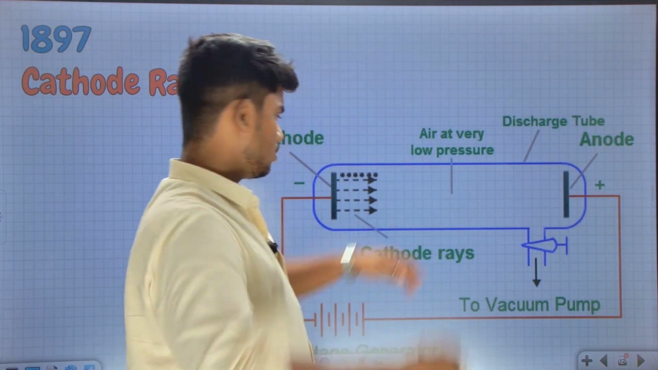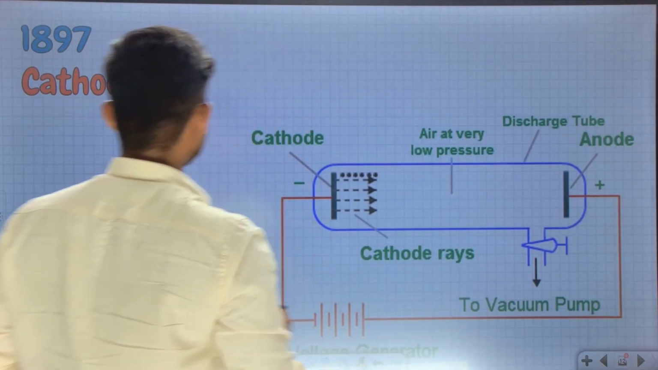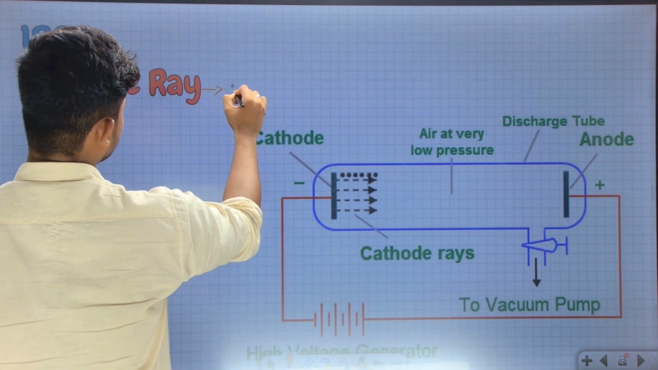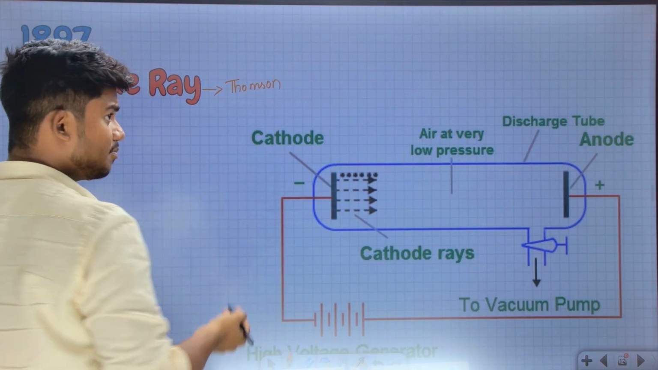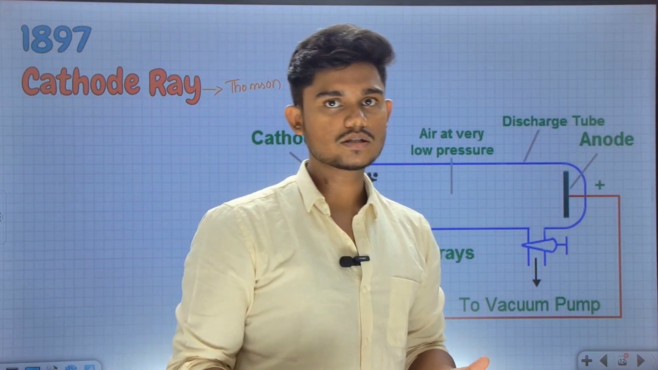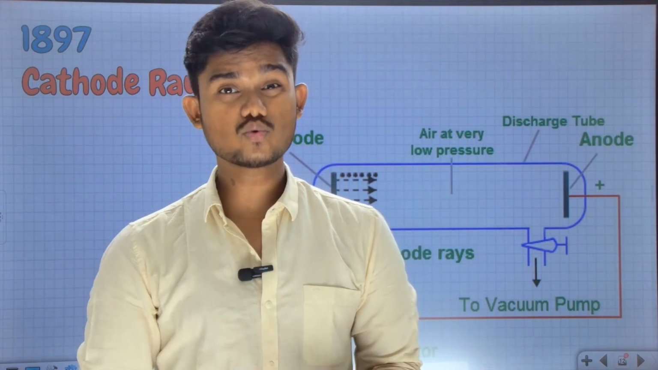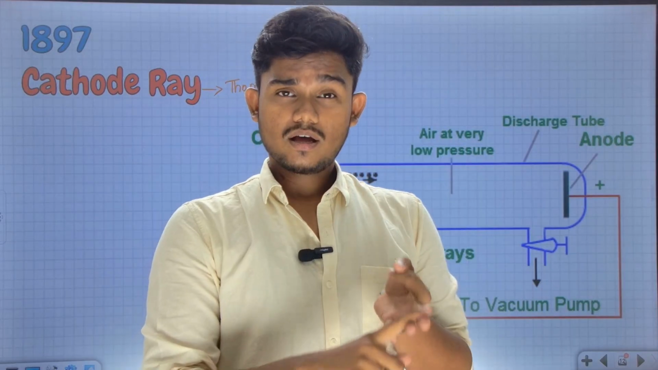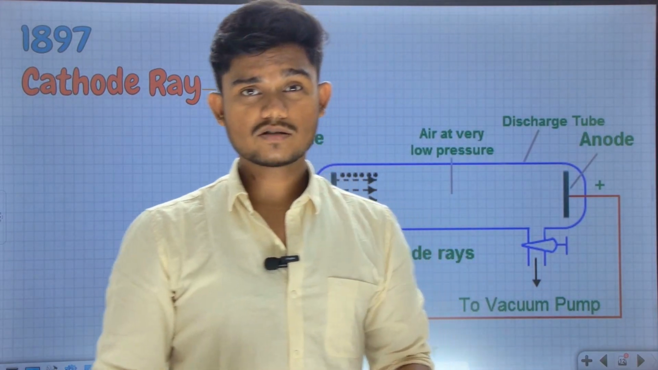So coming back to the cathode ray tube experiment, it was conducted by Sir J.J. Thomson. He is a Nobel Prize winner, and the great fact about Sir J.J. Thomson is that he's a Nobel Prize winner, his son is a Nobel Prize winner, and his students are also Nobel Prize winners.